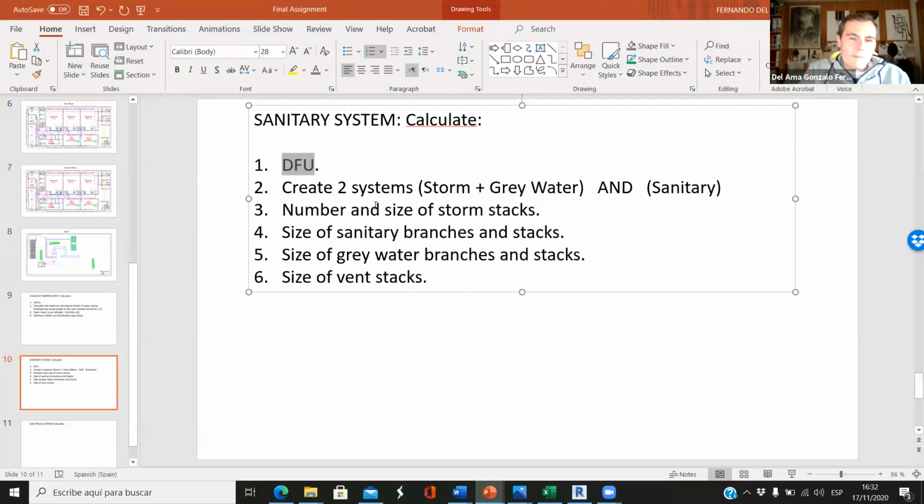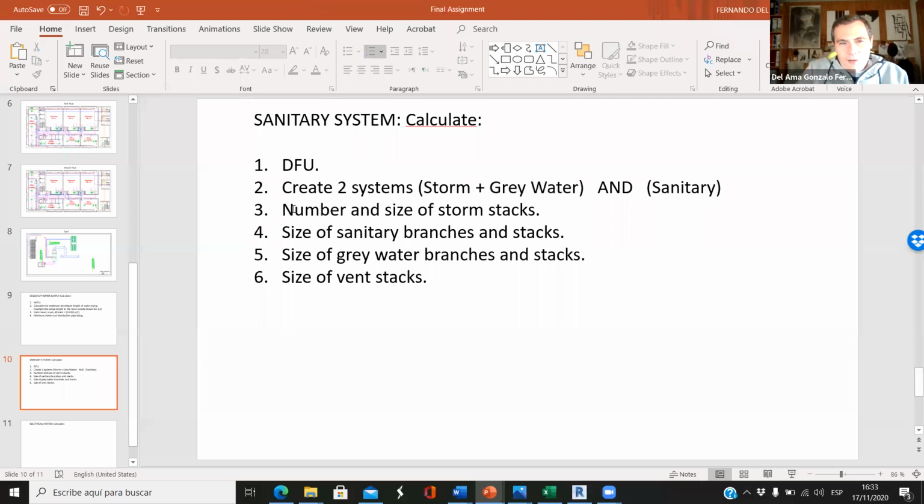But now I want you to create 2 different systems. So there's a system for the storm, the rainwater, and the gray water. The gray water is coming from the sinks, and we need another system for the sanitary. I told you that nowadays it's almost mandatory. We cannot mix a sanitary system with storm or gray water. We can even have 3 of them: a system for the storm water, another for the gray water, and a different one for the sanitary. But I think 2 is enough in this exercise.